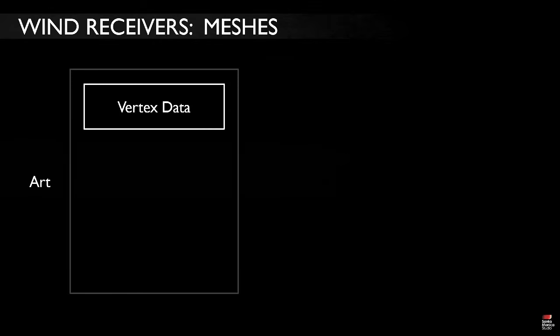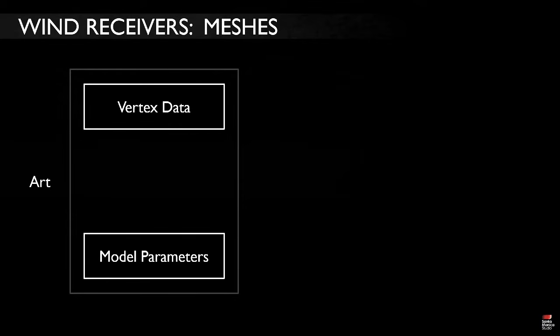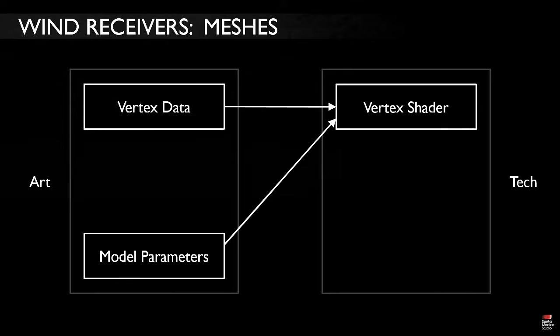So how do those 5 components relate to each other? Well, art authors 2 of them for each asset: the per vertex data, defining which parts of the model move and which parts don't. Tools can help with this. And model parameters, which describe how the moving parts behave. It's a good idea to build a library of these settings.